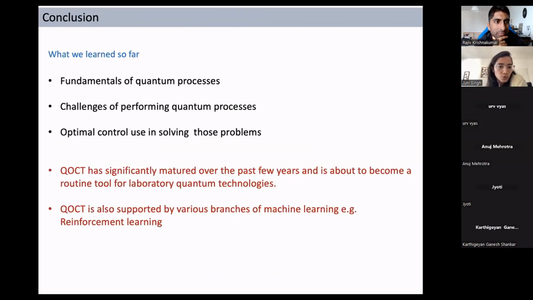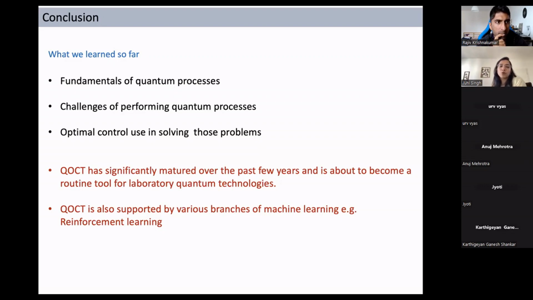And so with this, I would come to my conclusion. What we saw so far, or at least I tried to explain, was what the quantum processes are that we are doing, the fundamentals, what the challenges are that we are facing currently, and how we are trying to solve these problems with optimal control.